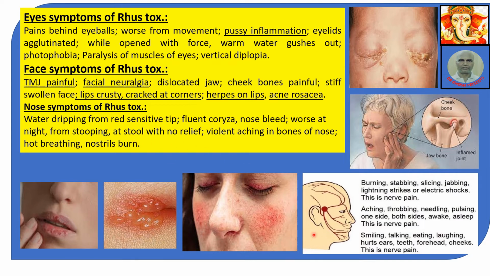Facial neuralgia means neuralgia of the trigeminal nerve. The trigeminal nerve is one of the 12 cranial nerves, and trigeminal neuralgia or facial neuralgia has so many names. It is called prosopalgia, it is called tic douloureux, it is also known as suicide disease because a lot of people commit suicide to get relief from the maddening pain. It is so painful.